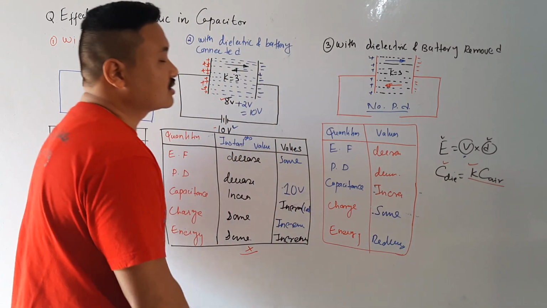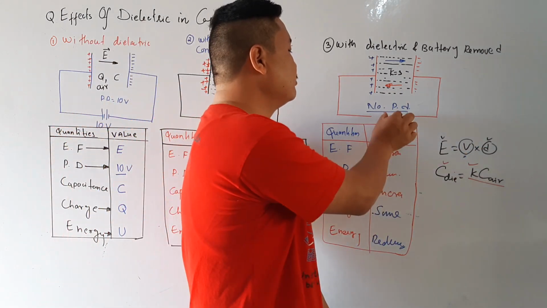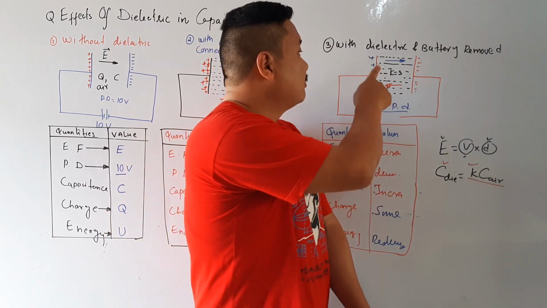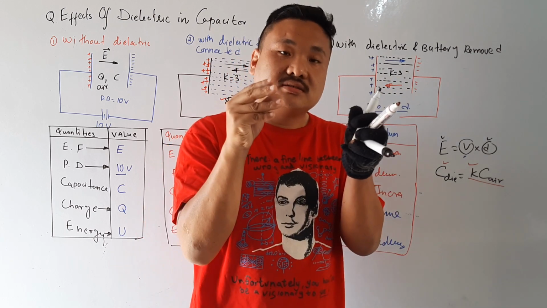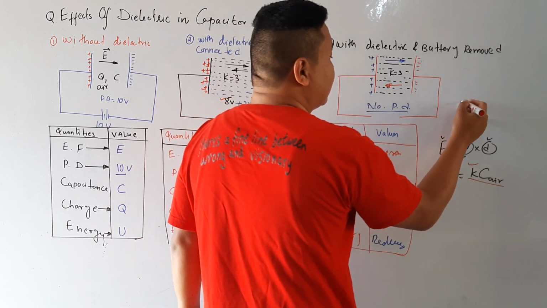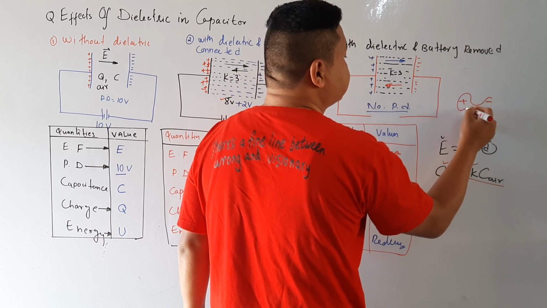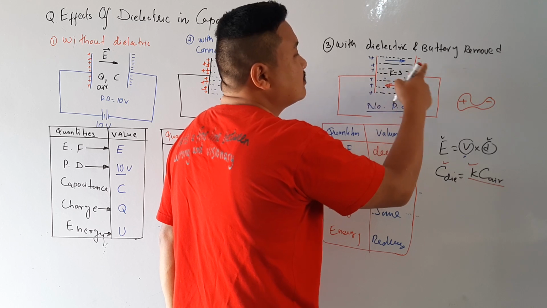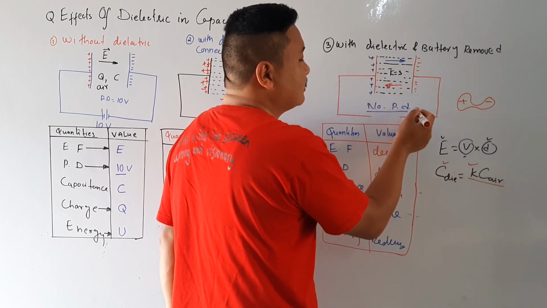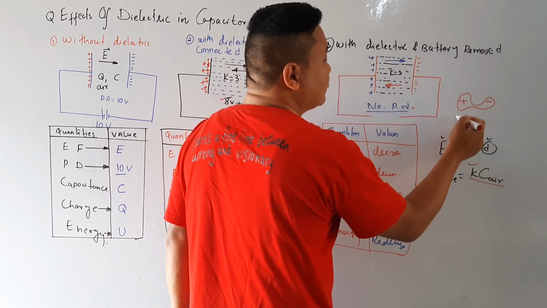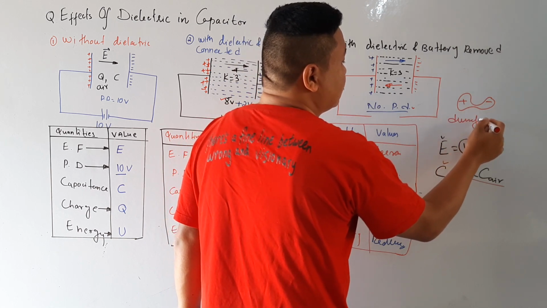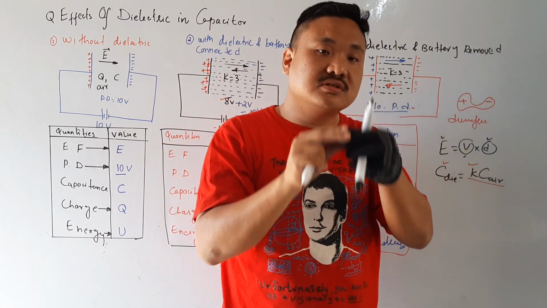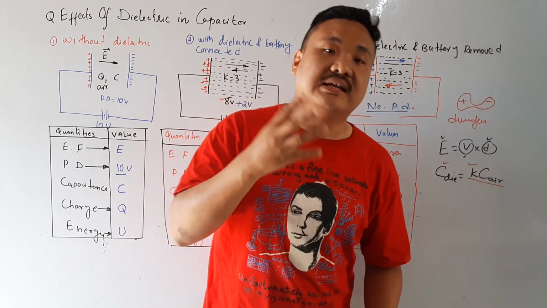It will reduce, because if you remove the battery, then after some time there are positive and negative charges, the dielectric is polarized like this, positive and negative. Since there is no potential difference, this will diffuse. Diffuse means the positive charge and negative charge will diffuse, and the energy will become less and less.